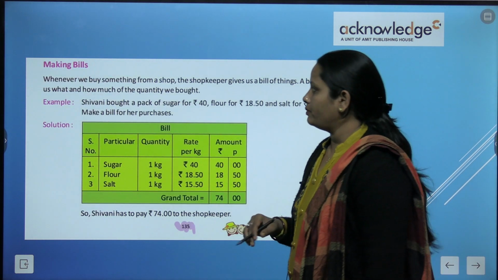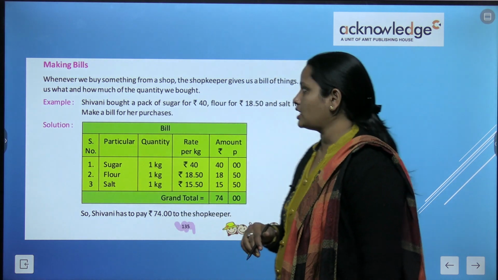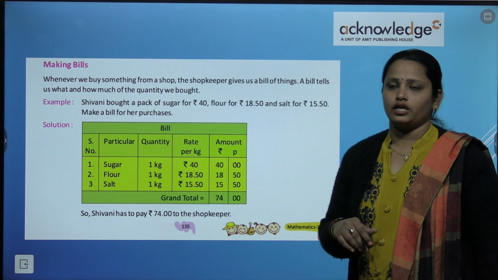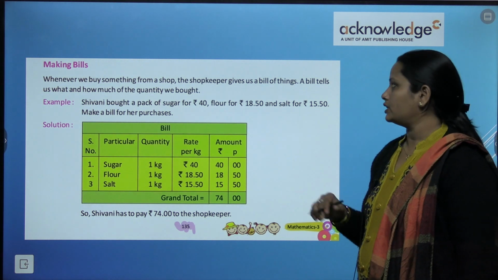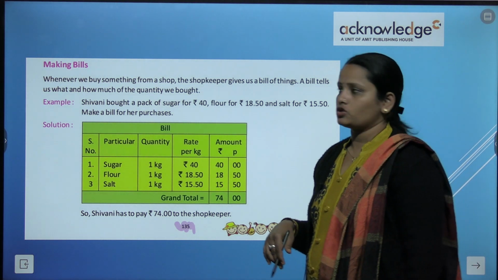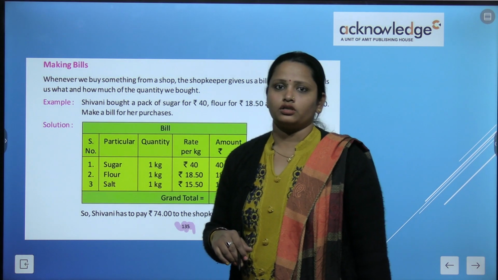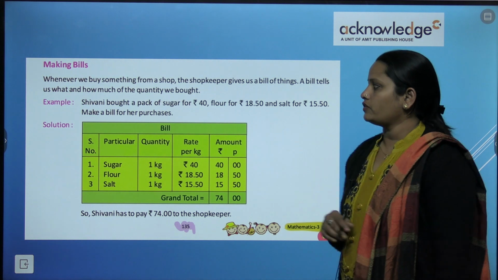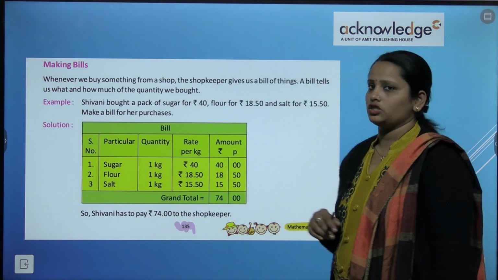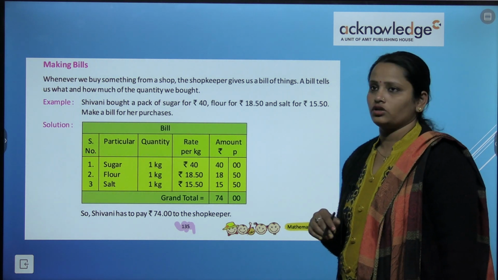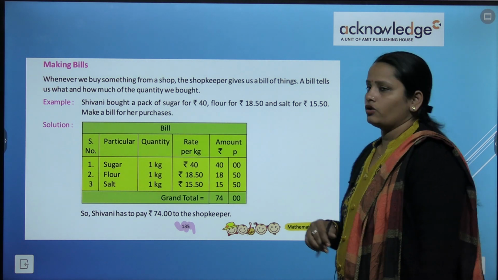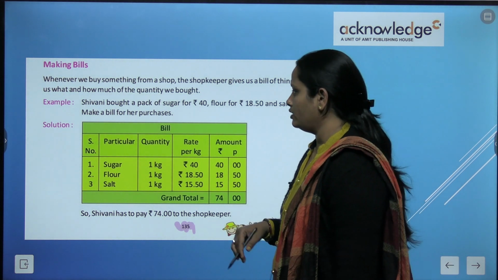So how can we make bills? Whenever we buy something from a shop, the shopkeeper gives us a bill of the things. A bill tells us what and how much quantity we bought. Here Shivani bought a packet of sugar for 40 rupees, and flour for 18.50 and salt for 15.50. Make a bill for her.